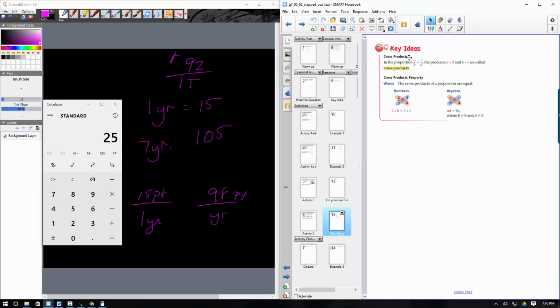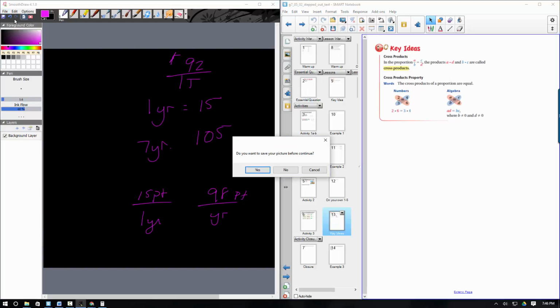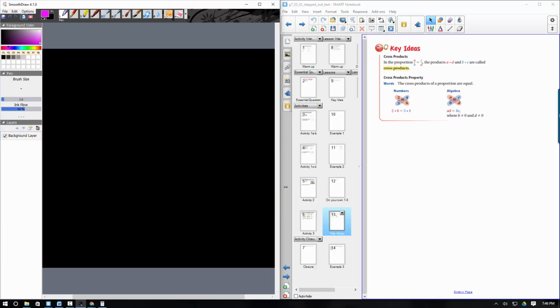So there's something called cross products. I don't really like this as much because of the fact it's kind of a trick. It doesn't really show you what you're doing. But let me show you how it works. So if I have, let's just say 5/7, and let's say 35/49. And if I want to figure out if these are equivalent or not, right?